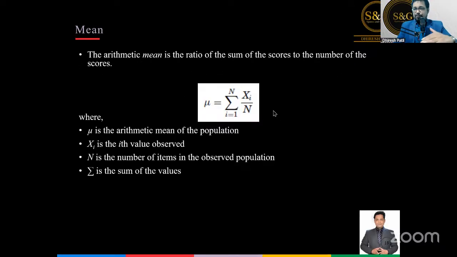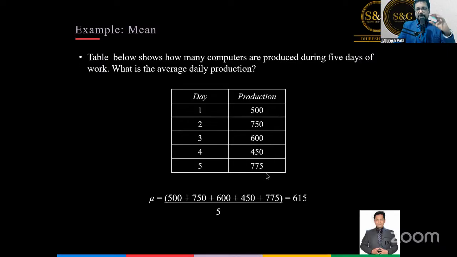If there are 5 days of production, 500, 750, 600, so you add them up and divide by 5, so the total is 615. So we can say that the average production every day is 615. So how many computers are they producing? 615 computers every day. Simple, average. Okay. The second is called mode.